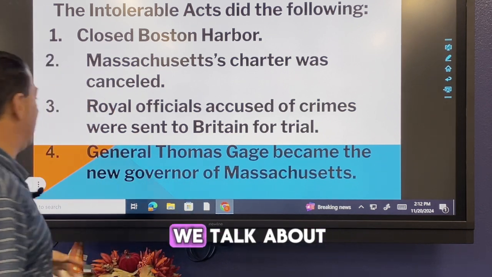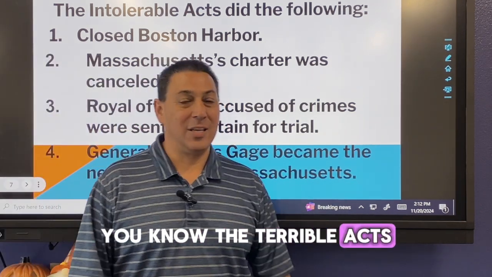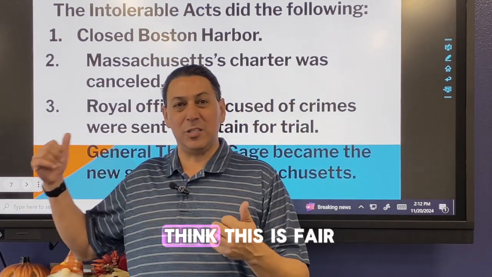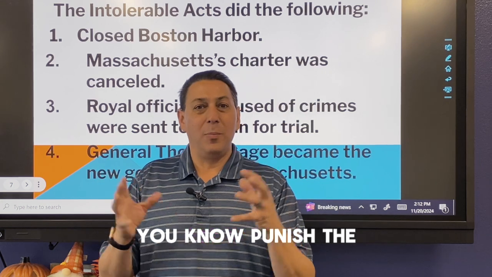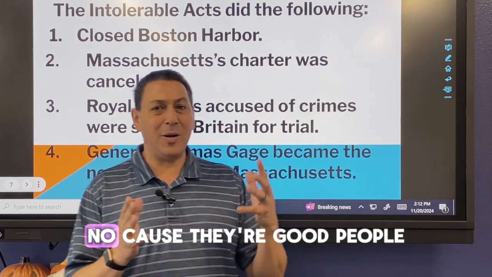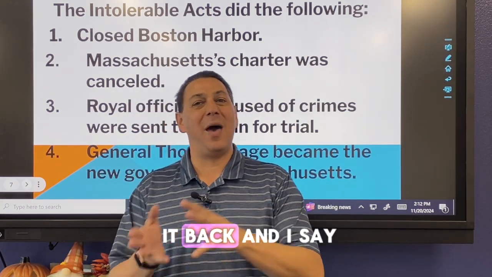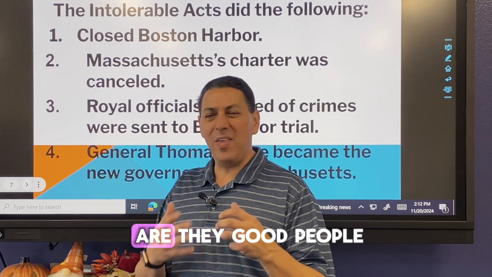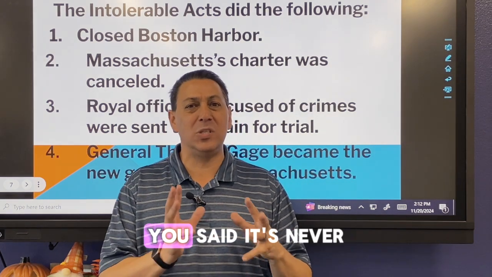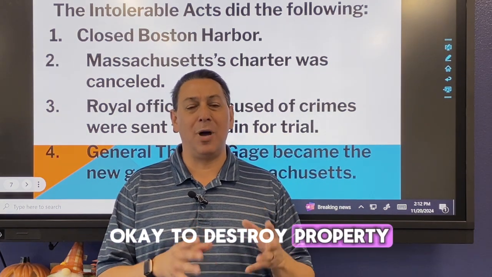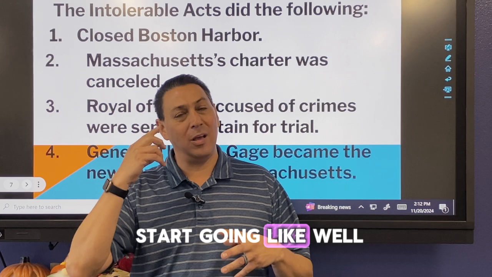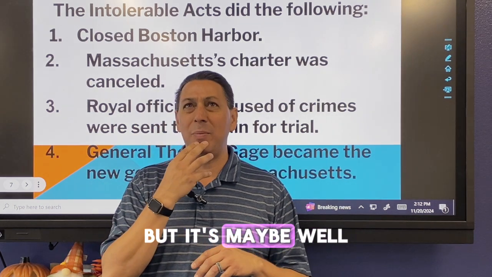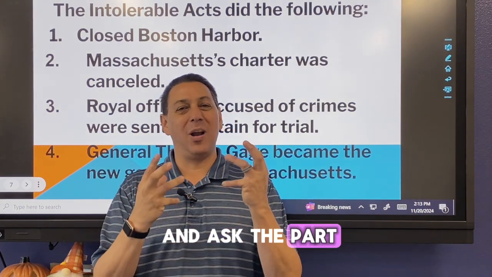And so forth, and we talk about the Intolerable Acts. But then I pause right there, and I say, do you think this is fair to punish the Sons of Liberty? And they're like, no, because they're good people. But then I tie it back to them. I say, wait a second. How are they good people? Because at the beginning of class, you said it's never okay to destroy property. And then that's when they start going like, well, but maybe, well, and that's the part I love.